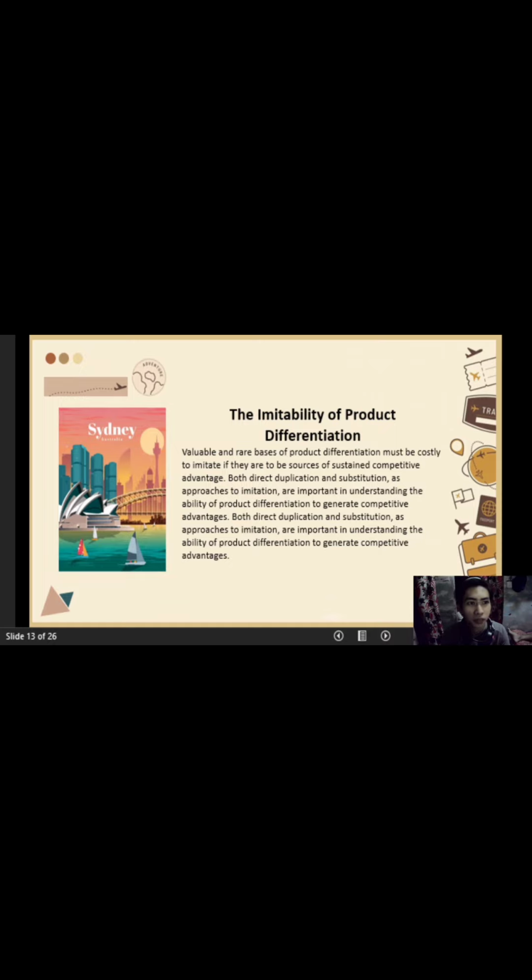So, the imitability of product differentiation. Valuable and rare bases of product differentiation must be costly to imitate if they are to be sources of sustained competitive advantage. So both direct duplication and substitution as approaches to imitation are important in understanding the ability of product differentiation to generate competitive advantages. Direct duplication of product differentiation can't always hide differentiation and can't always duplicate at a low cost.